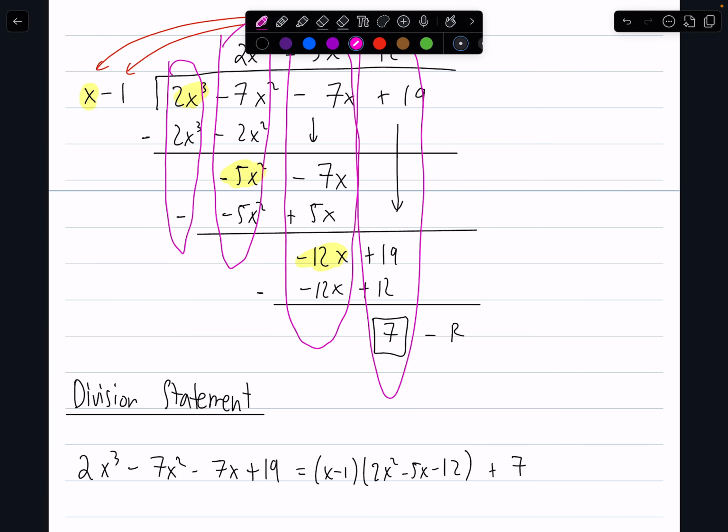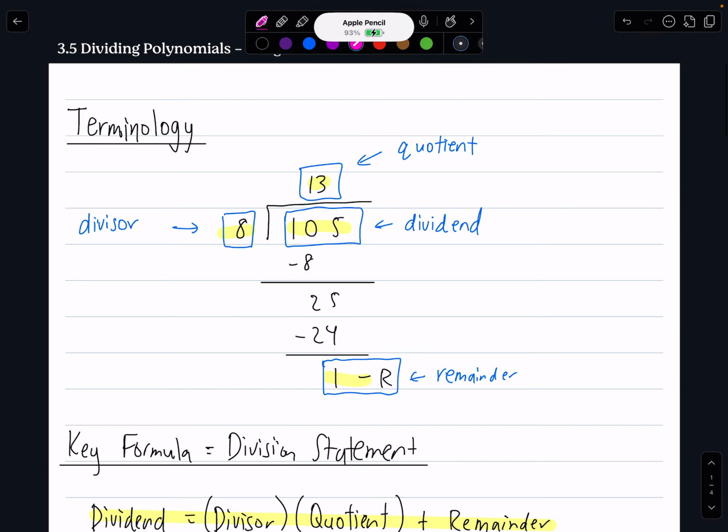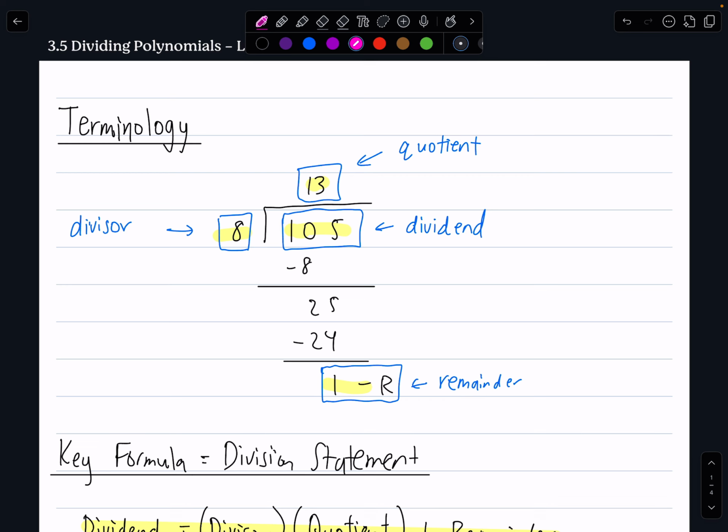So that's it for today, guys. I'll be doing another video, a part 2 of this on dividing polynomials, and we're going to go through another topic in the next unit called synthetic division.